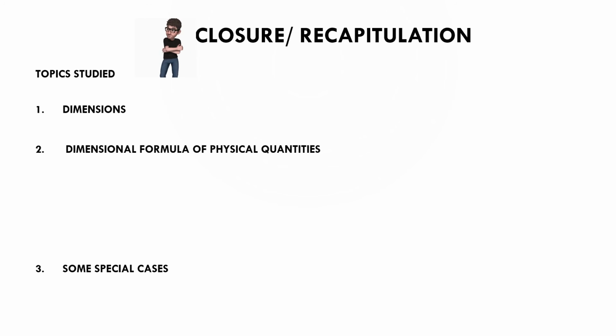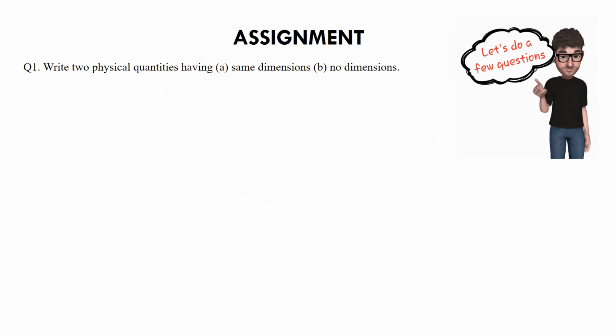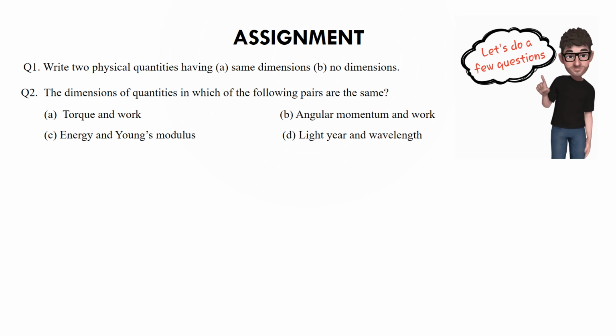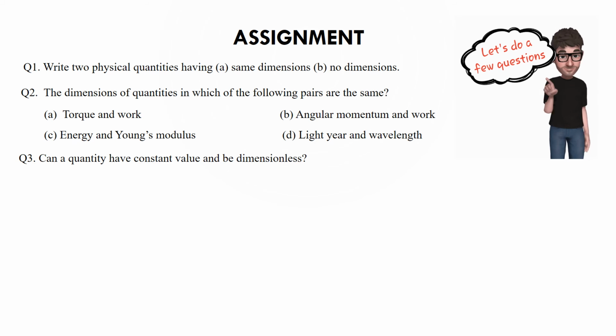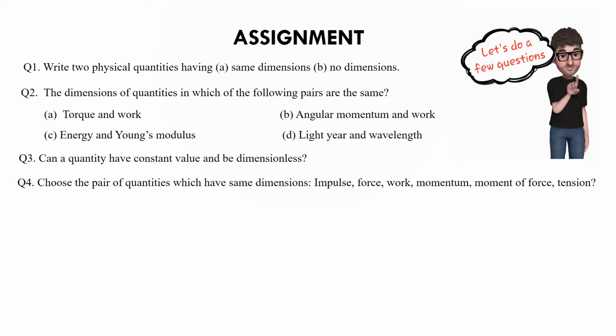Now children, after all this, let's do a few questions. That is the assignment. The first question: write two physical quantities having the same dimensions, and two having no dimensions. Second, there are four cases given; you have to tell which pairs have the same dimensions. Third: can a quantity have a constant value and be dimensionless? Fourth: choose the pair of quantities having the same dimension out of the following.